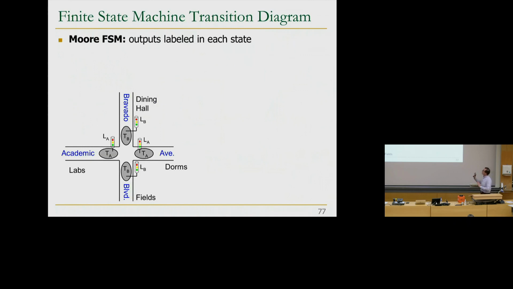So we're going to assume a Moore FSM, meaning outputs are labeled in each state. So states are going to be our circles. This is one state. Assume that this is going to be our reset state, state 0. Light A is green on Academic Avenue, light B is red. And this is our reset. Whenever we reset the system, we start from here. For some reason, these guys are prioritized over there. And then we transition based on arcs.